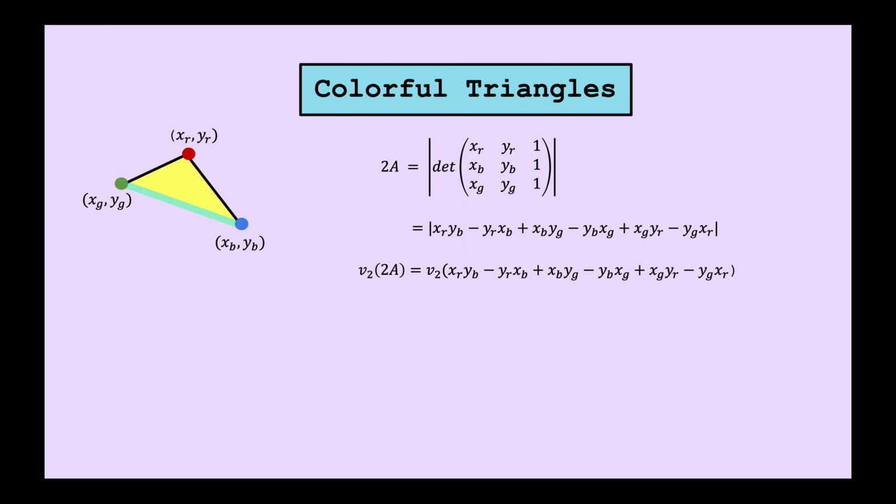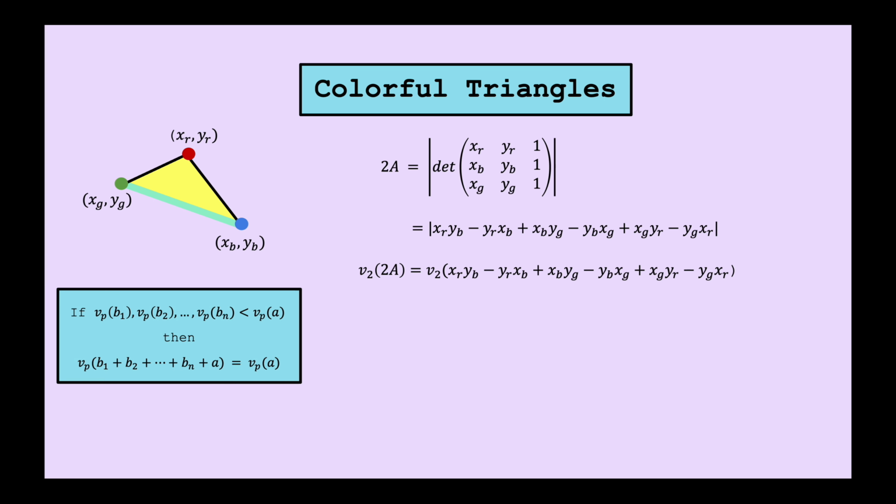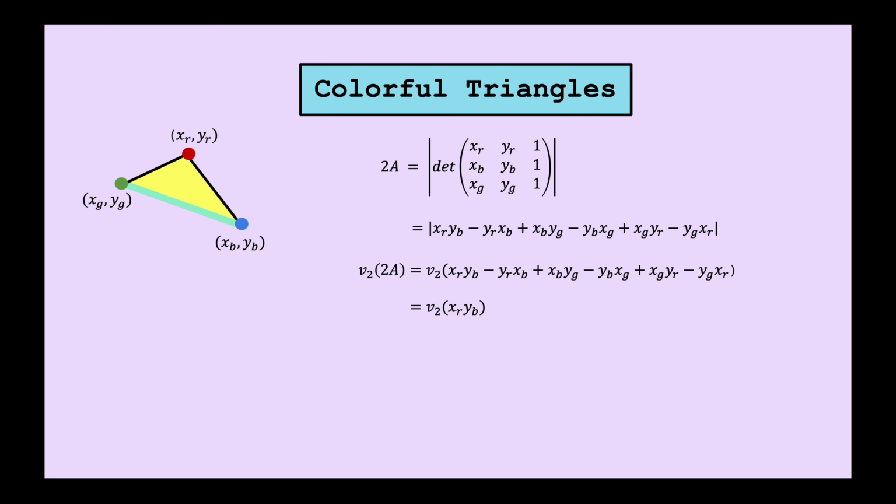Next, from our definition of coloring points, we can say out of the 6 terms in our sum, x_r y_b has the greatest two-adic valuation. So from our formula earlier, the two-adic valuation of the determinant is just v2 of x_r y_b, which we can see is at least 1. Therefore, we can say that v2 of twice the area is at least 1.